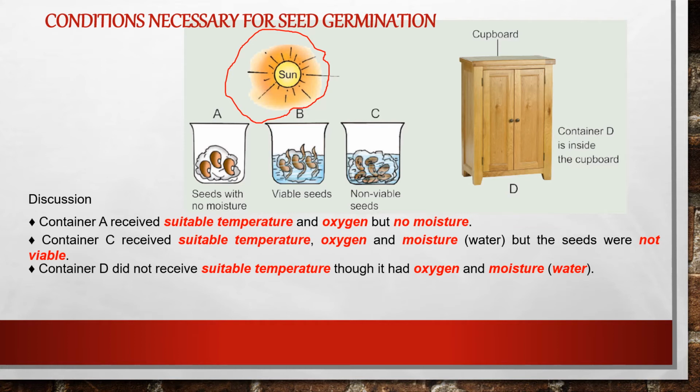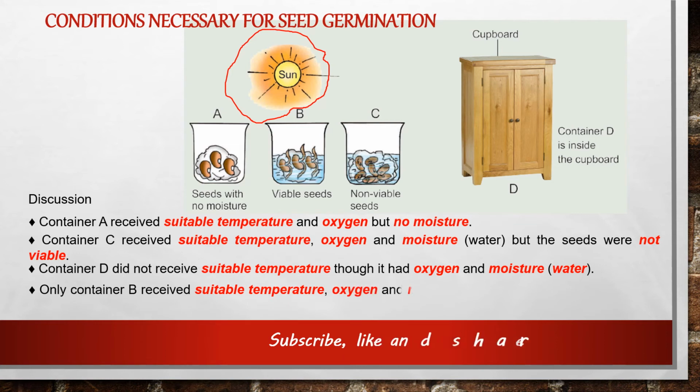My question is this: can the seeds put in container A, container C, and container D germinate? Can they germinate? Is there anything missing? Okay, so as we said, container A received temperature, oxygen, but there is no moisture, there is no water. In container C, the seeds were not viable. In container D, the seed didn't have access to the suitable or optimum temperature.